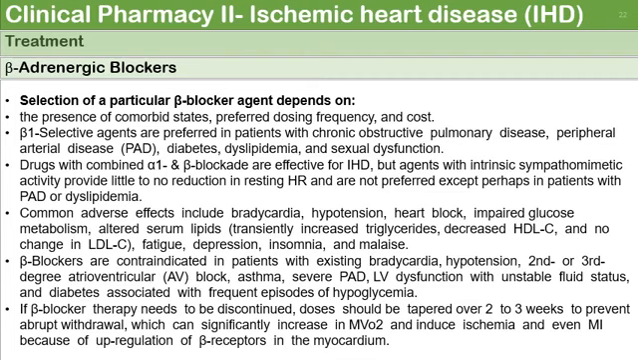Common side effects of beta blockers include bradycardia, hypotension, heart block, impairment of glucose metabolism, alteration in serum lipids by increasing triglycerides and reducing HDL, fatigue, depression, and sometimes insomnia and malaise. Beta blockers are contraindicated in patients with pre-existing bradycardia, hypotension, second or third degree heart block, asthma, severe asthma, left ventricular dysfunction with unstable fluid status, and diabetes with hypoglycemia.